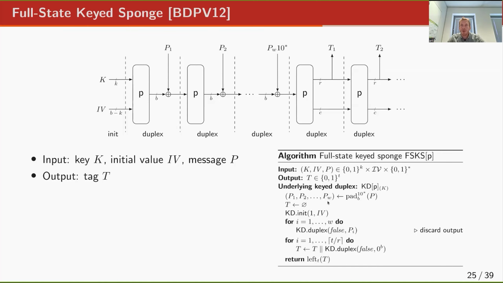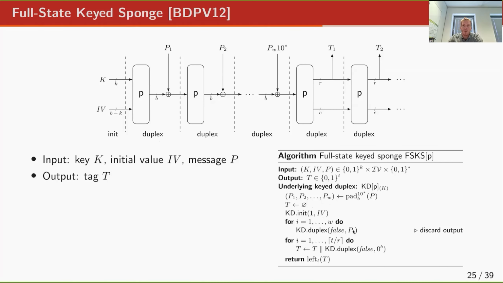The first step of the algorithm just pads the plain text injectively, with 1,0 padding. The tag is 0. We initialize the state with the key and some IV. Then we make a duplexing call with flag false and the first plain text block, and we discard the output. That's the comment in the algorithm. We don't care about the squeezing here, we ignore it. So you have black box access to the key duplex.